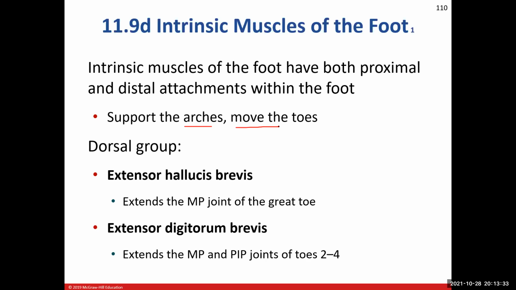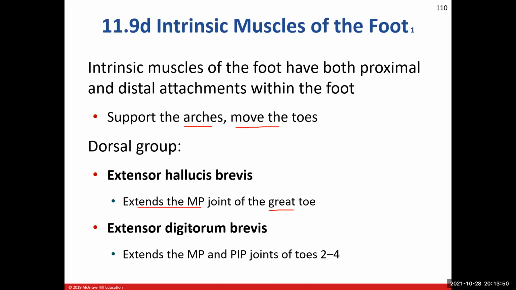Okay, so the dorsal group, what is that? That's the group that's on the top of your foot. So we've got the extensor hallucis brevis, right? Obviously it's going to extend your great toe, and it also offers extension at the metatarsophalangeal joint.